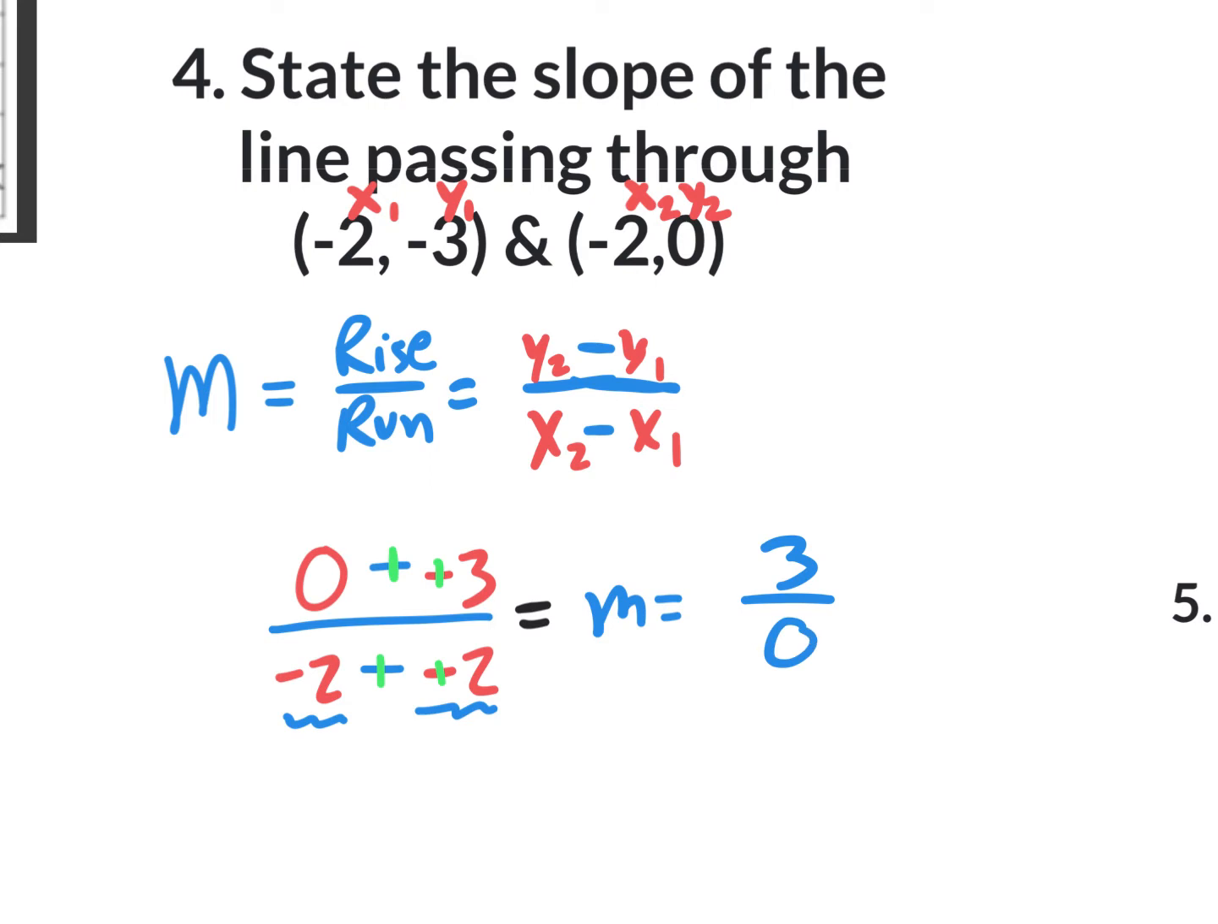And we should know that anytime you divide by 0 on a calculator, it says error. Now, why does it say error? Because it's undefined, okay? So right here, the answer is that it's undefined, okay? What does that mean visually? That you're rising 3 and you're running 0.